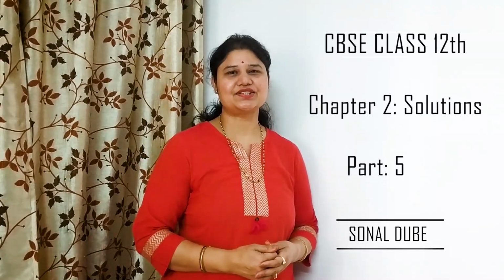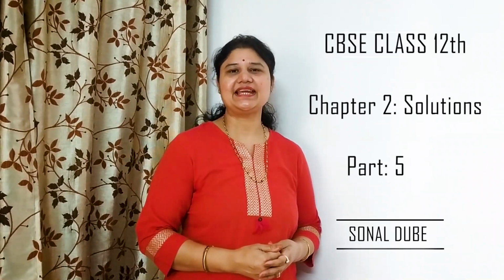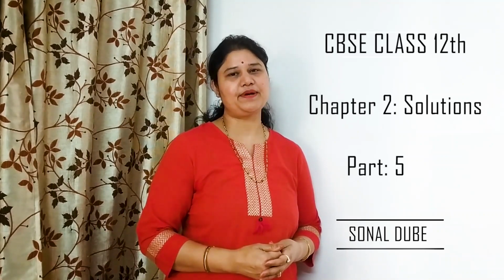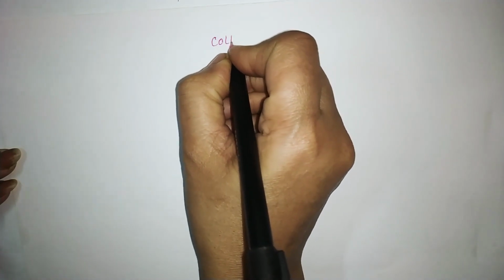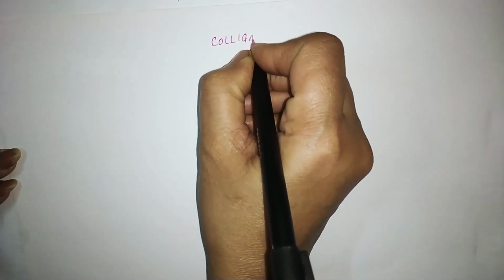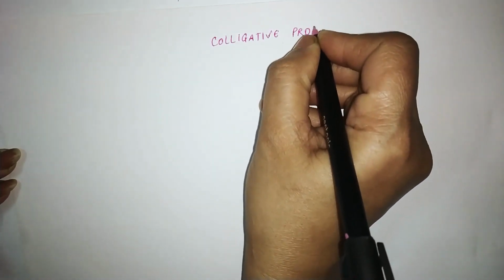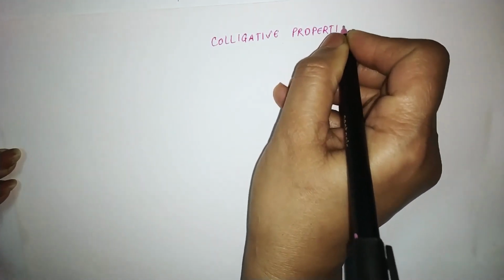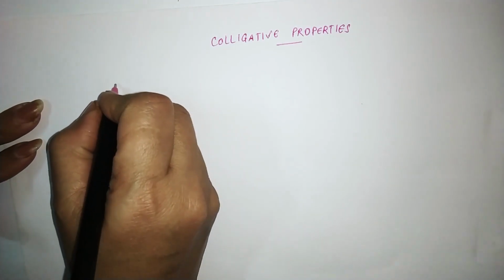In today's lecture, we'll talk about the colligative properties, and the first property I'll take is the relative lowering of vapor pressure. Now we'll talk about colligative properties. First of all, we'll learn what colligative properties are.